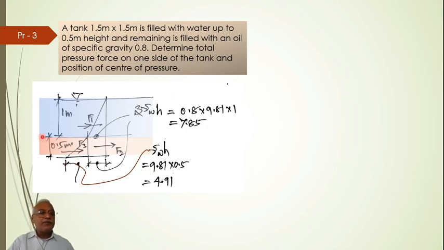Okay, now there is water here. This additional pressure diagram here, this particular pressure intensity is shown here. Again it is gamma into H, but here it is water itself, because of that directly written as gamma W. The H is 0.5, so 9.81 into 0.5, 4.91. Of course units are kilonewton per meter square.